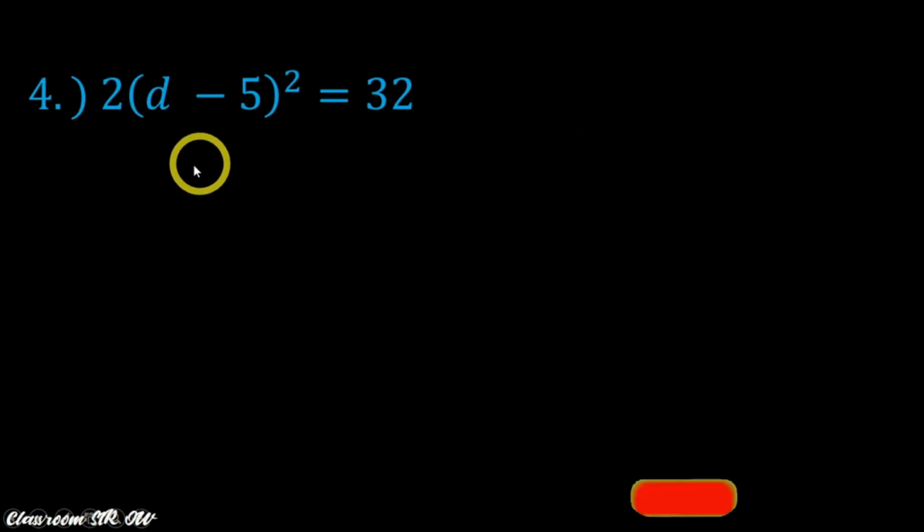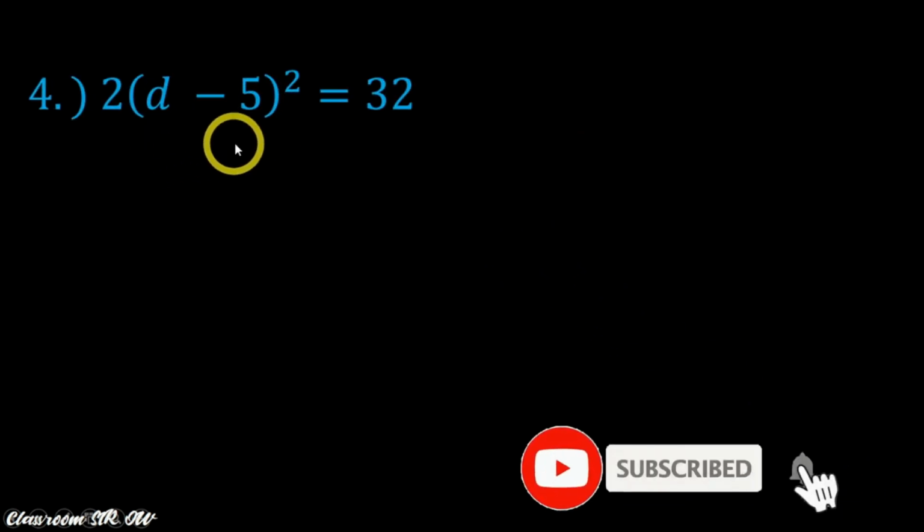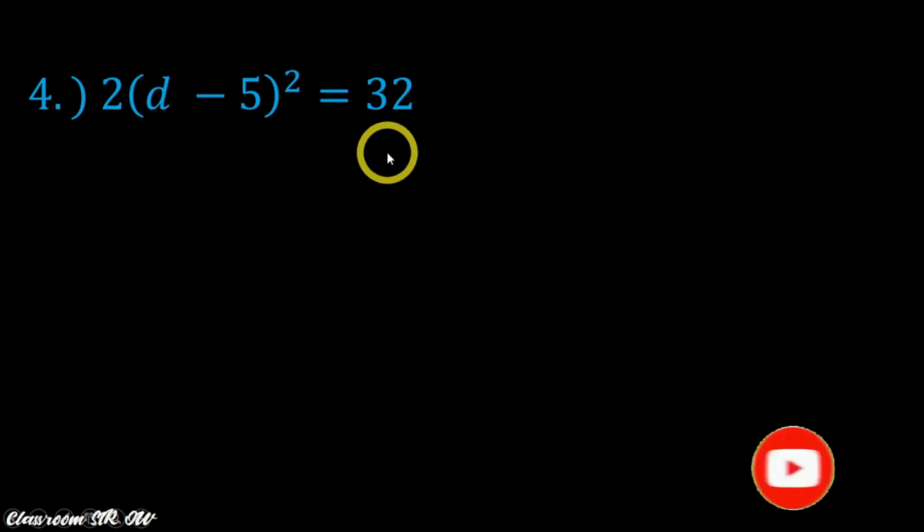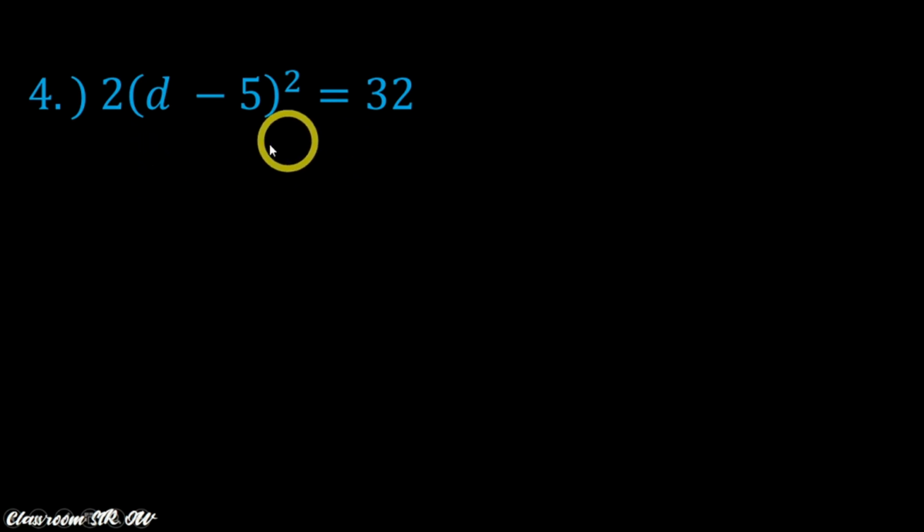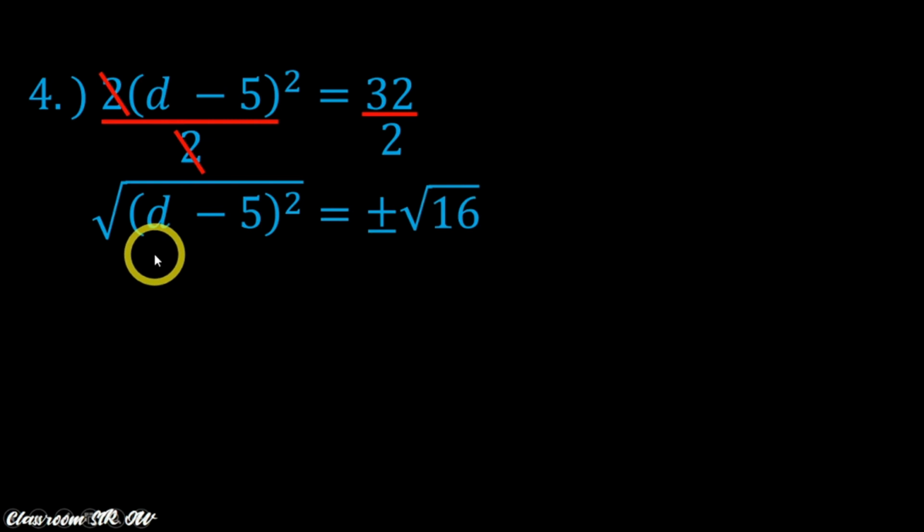Another example, let's say 2 times the quantity d minus 5 raised to the power of 2 equals 32. Now, if you look at our equation, it sounds complicated, but no worries. What we are going to do is remove first the coefficient, which is 2, because 2 is more than 1. So we have to remove it by dividing both sides by 2. Eliminating 2, what is now left is d minus 5 squared, and 32 divided by 2 is 16.